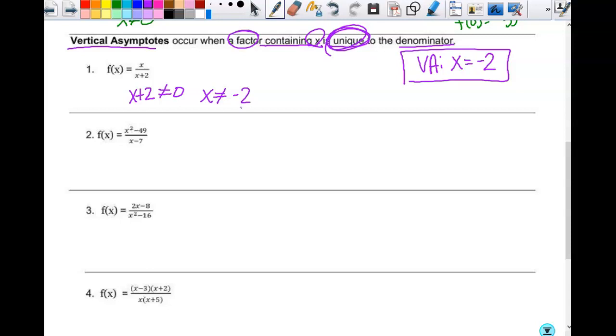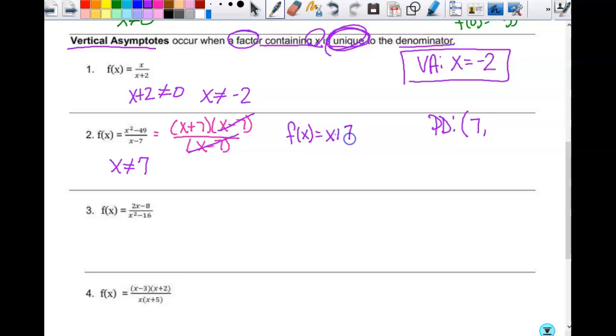All right. So now let's look at number 2. I'm going to factor the numerator. So this gives me x plus 7 times x minus 7 over x minus 7. So I can reduce, right? When I reduce, I say that x cannot equal a positive 7. That means that doesn't give me a vertical asymptote, right? That gives me a point discontinuity. Point discontinuity at 7 something. We'll figure that out in a minute. Once I reduce, I have f of x is equal to x plus 7.